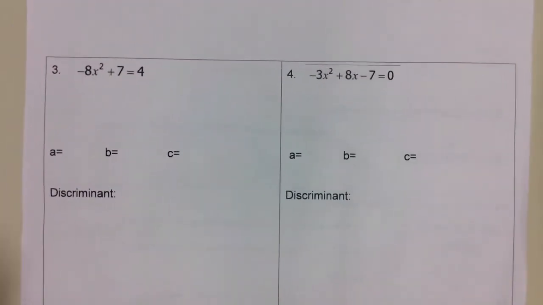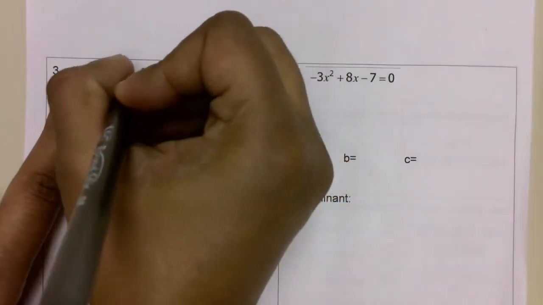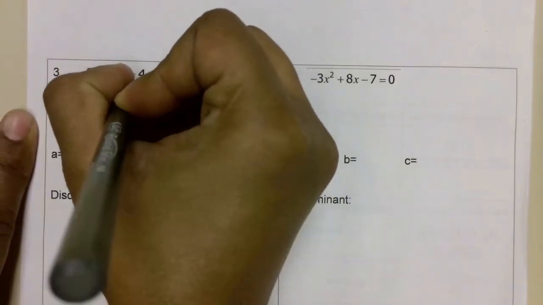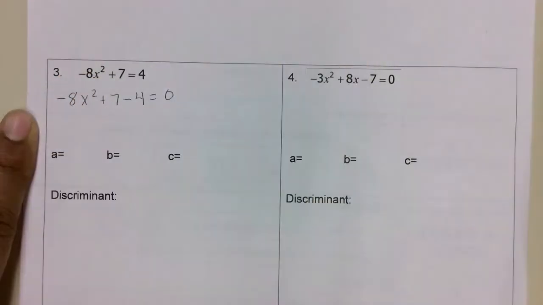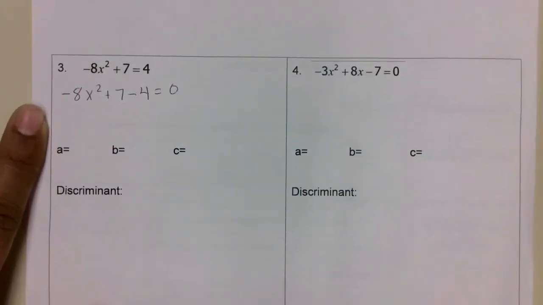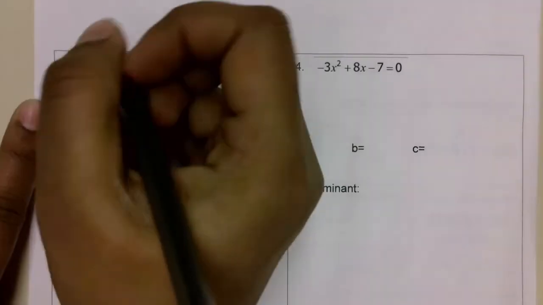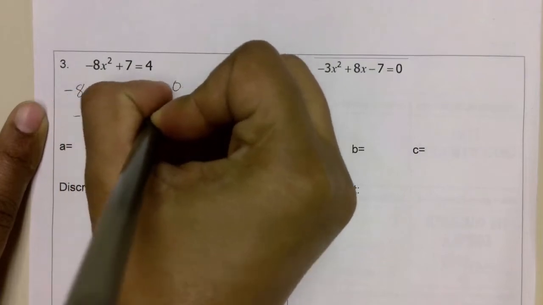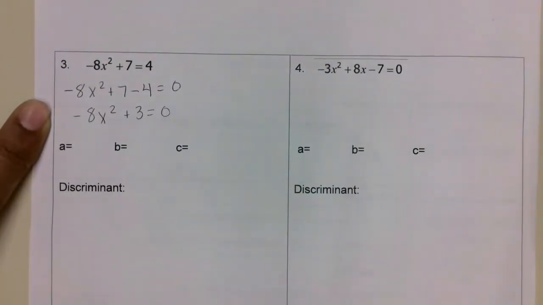So we've got negative 8x squared plus 7 equals 4. So you want to make sure that you move everything over to the other side. You want to find the x squared and move everything to that side. So it's negative 8x squared plus 7, positive 4 changes to a negative 4 equals 0. You'll notice that 7 and 4 are like terms, so you can subtract. 7 minus 4 is 3, which equals 0.